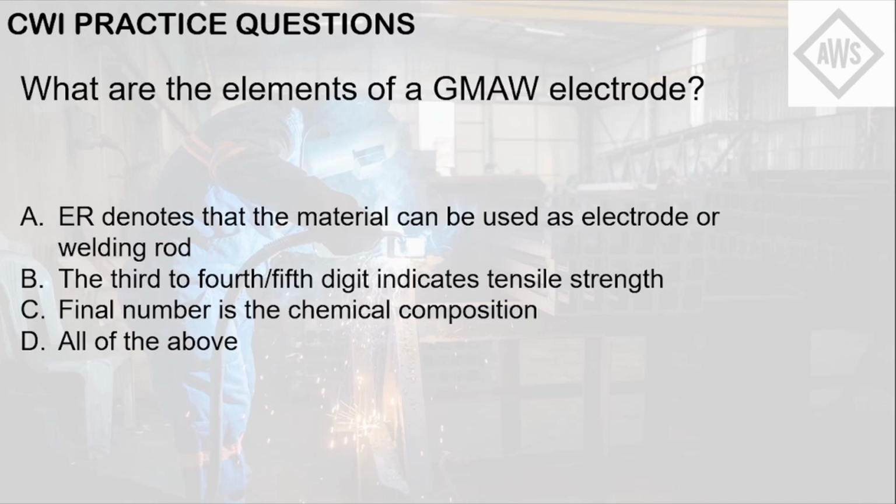So the ER denotes that the material can be used as electrode or welding rod. The next digits indicate tensile strength, so if it is 70 or 100, that indicates 70 KSI or 100 KSI respectively. And the final number, similar to the SMAW electrode, is the chemical composition of that GMAW electrode. So the answer here is letter D. All of the choices are accurate in terms of the elements of a GMAW electrode.